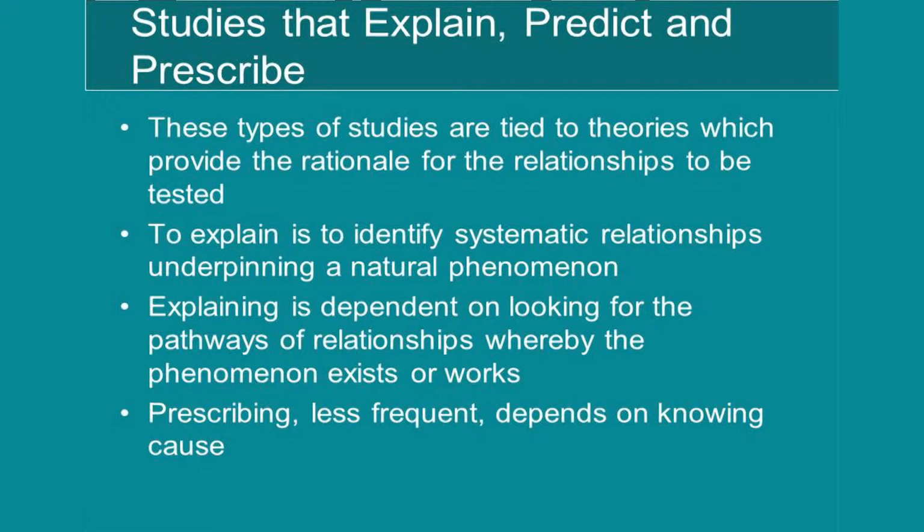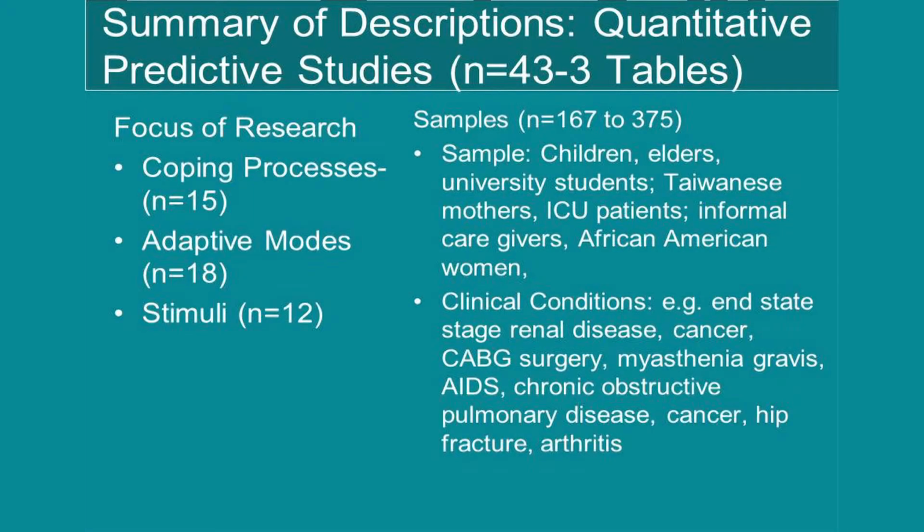Prescribing was less frequent because it depends on knowing the cause. So a summary then of the descriptions of the quantitative predictive studies. In this case, we have 43 studies in 3 descriptive tables. So the tables were organized by the focus of the research. Coping processes equaled 15 studies, adaptive modes 18 studies, and stimuli 12.